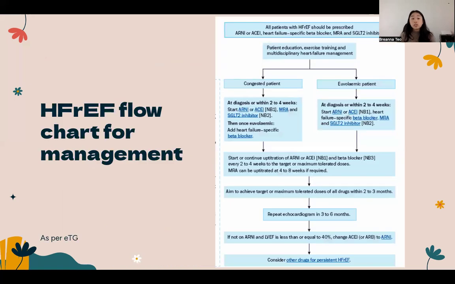So you can see this chart for management as per ETG. You can see that if the patient is euvolemic, we'll start here. At diagnosis or within 2 to 4 weeks, we would start the ARNI or ACE, the beta blocker, the spironolactone, and the SGLT2 inhibitor. So that's all 4 medications. But if they're congested, so they're overloaded, then we would start everything except the beta blocker and only start that when they're euvolemic.